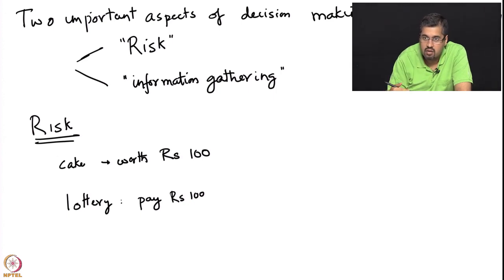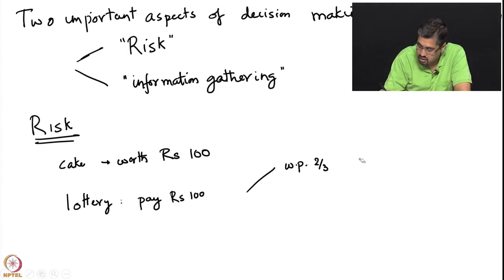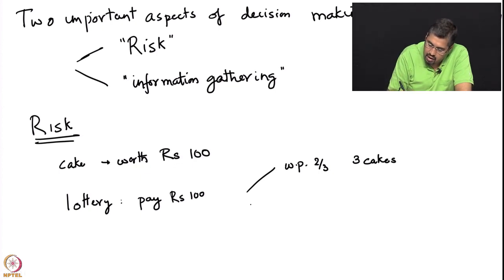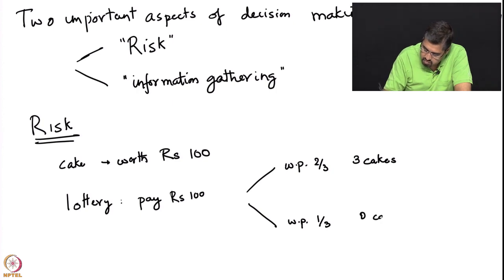A coin is tossed. With probability 2/3, I will get three such cakes. And with probability 1/3, I will get 0 cakes.